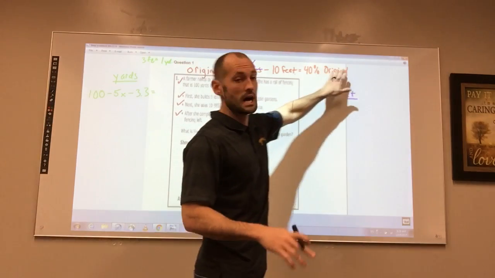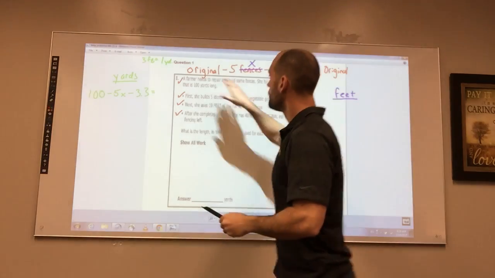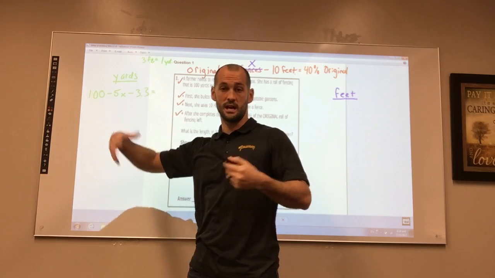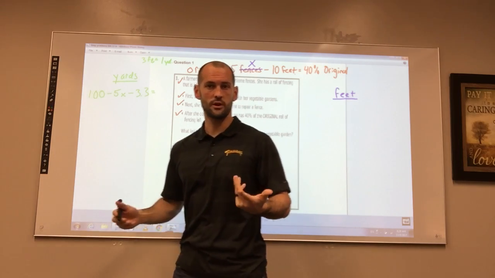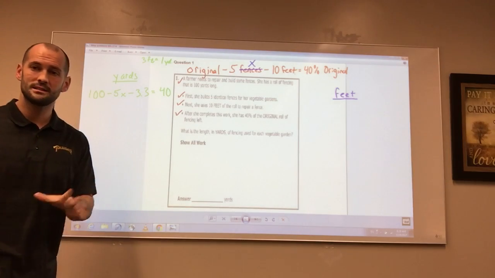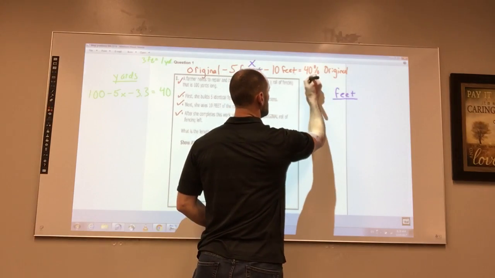This is pretty nice. 40% of the original. This is one of those few times we get a nice number from ISTEP. What's our original? 100. What's 40% of 100? 40. Now, if you didn't know that, most students at least know that 40% can be represented by 0.4.